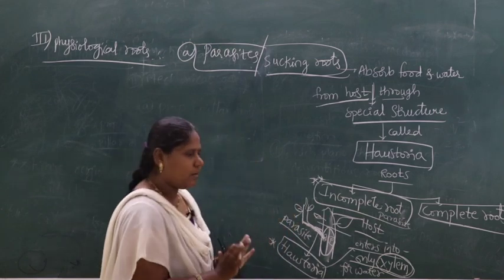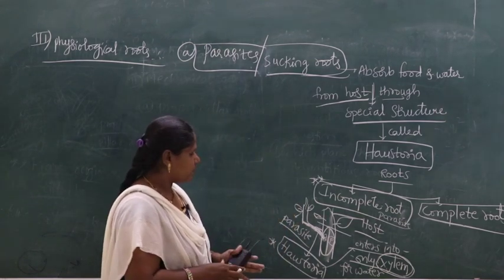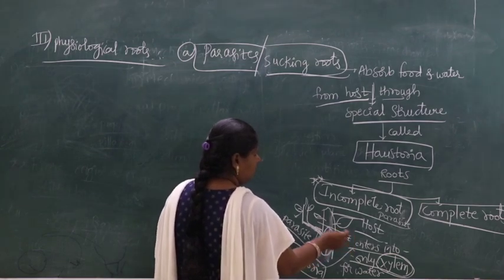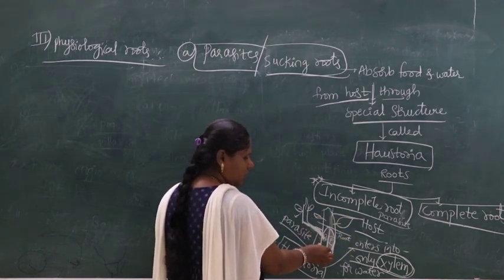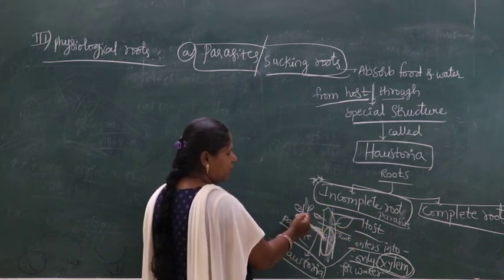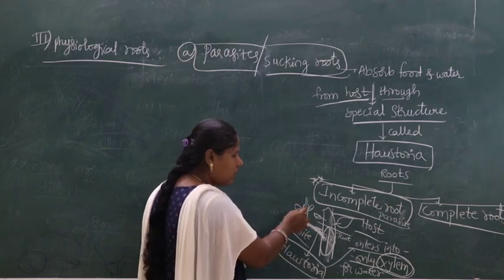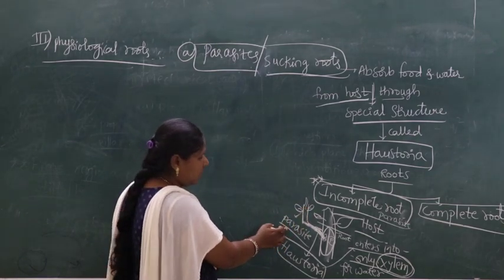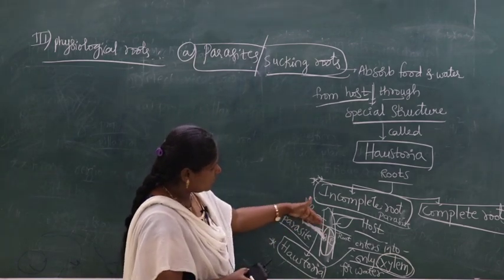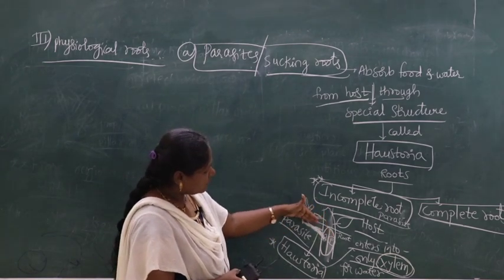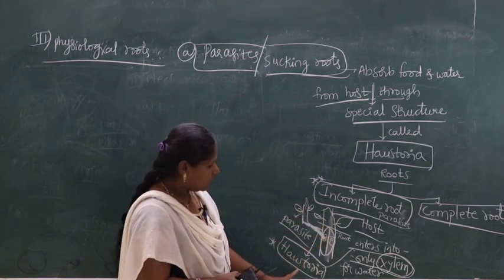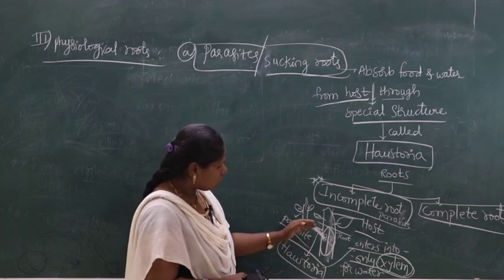Meaning what here? I will repeat again, carefully try to understand. This is the root of the host plant. This is a plant giving shelter, so it is called the host plant. The other plant is taking shelter from the host plant. It is called the parasite, right? Now this parasite will send a special structure into the root. What is the special structure which enters into the root? It is called haustoria.